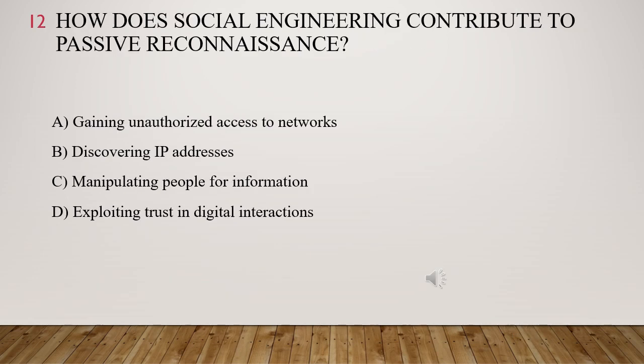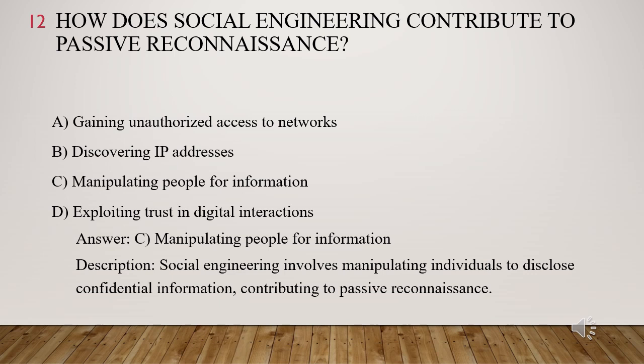Question number 12. How does social engineering contribute to passive reconnaissance? A. Gaining unauthorized access to networks. B. Discovering IP addresses. C. Manipulating people for information. D. Exploiting trust in digital interactions. The most accurate answer to how social engineering contributes to passive reconnaissance is C. Manipulating people for information. Here's why the other options, while related, are not as precise.